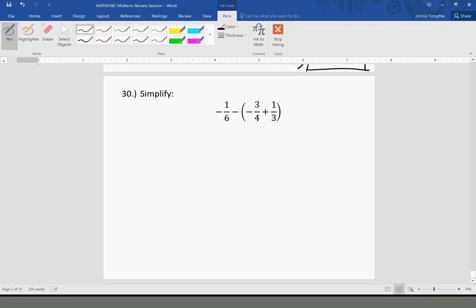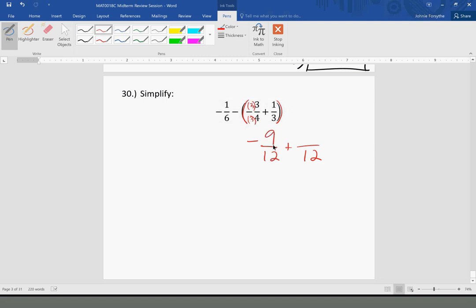Okay, simplify. Negative 1/6 minus, parentheses, negative 3 over 4 plus 1 over 3. So let's work in the parentheses first. So I have different signs, negative and a positive. Okay? So let's first write them as equivalent fractions. Let's get equivalent fractions using 12. So 4 times 3 is 12.